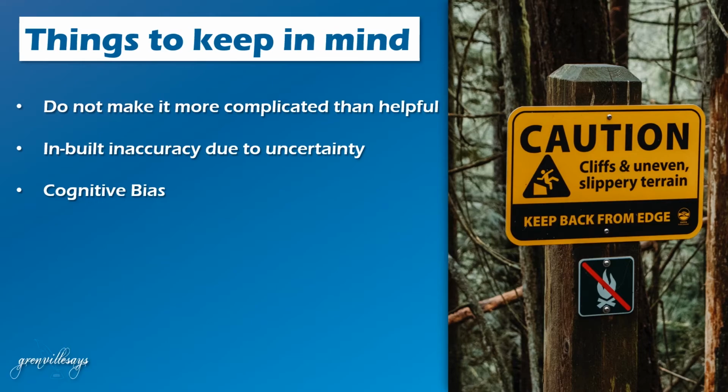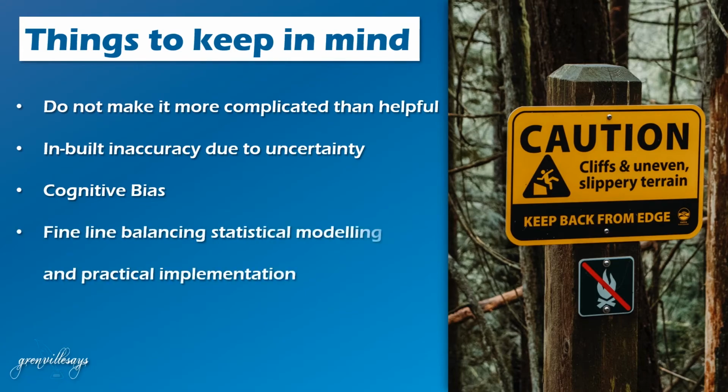There is always a cognitive bias unique to each of the stakeholders. Some of them are overconfident and some of them are over-conservative. Market is sometimes over the demand and sometimes below the demand. So there is always a cognitive bias in the process. There's a fine balancing act to be done between statistical modeling and practical implementation. And this is the key in having an effective demand planning process.